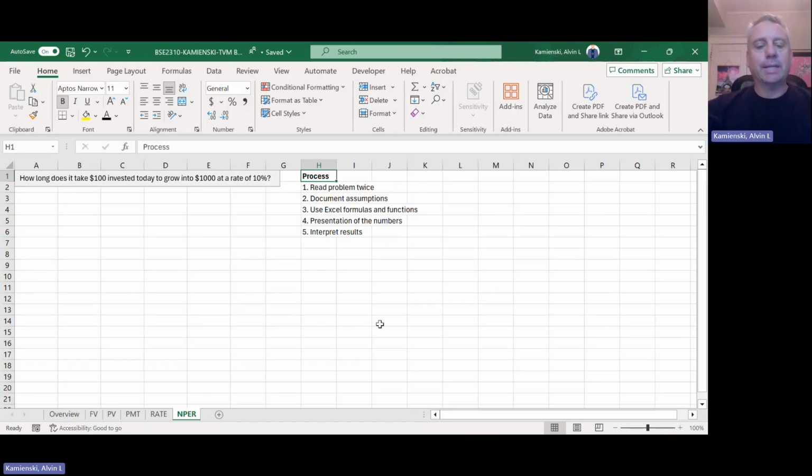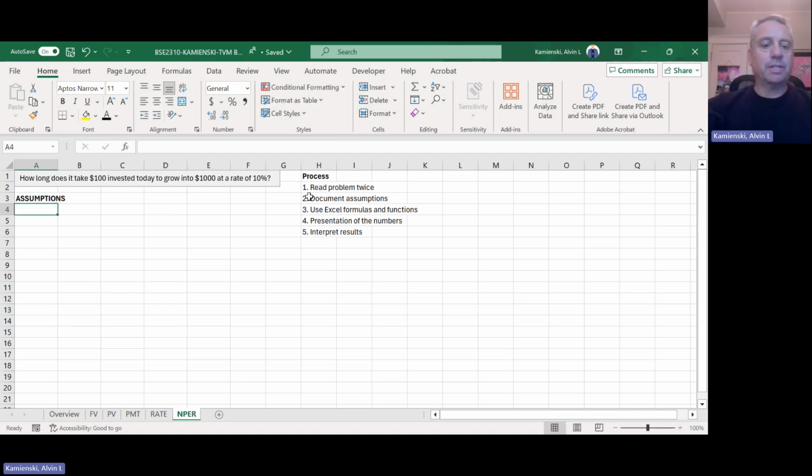Okay, let's go ahead and take a look at our last of our 5 functions. We're now on to number of periods, and we're continuing on with this idea of a $100 investment growing into $1,000. This time, though, we want to know how long it will take.